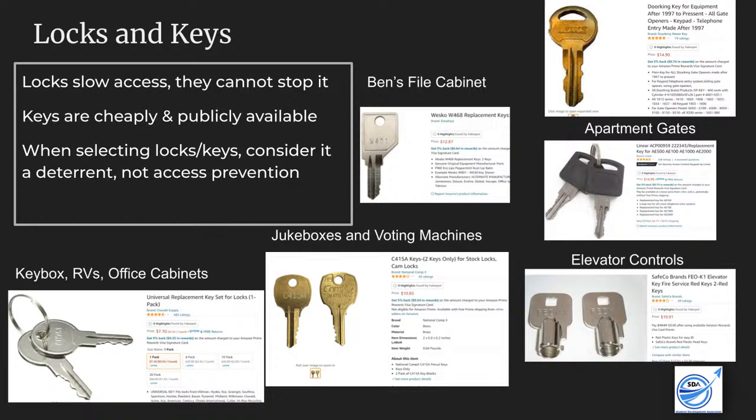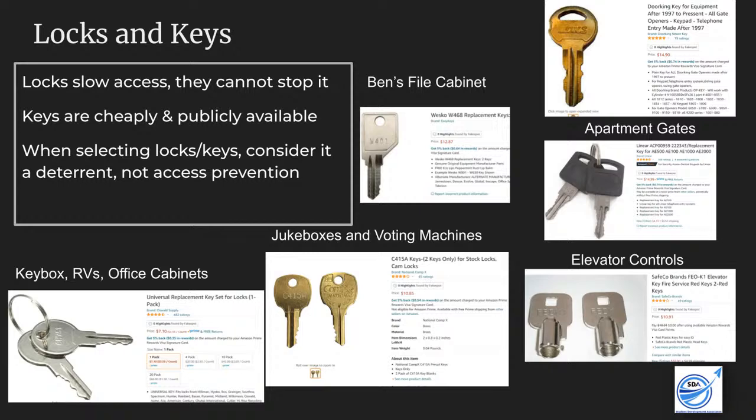On the screen, you'll see a handful of slides that are taken of different keys, all available on the common website Amazon.com. These include the key to my file cabinet in my office for $12, apartment gate keys, the door key and linear ACP keys over there on the right hand side. Those are able to open various apartment gates. Elevator controls at the bottom right.